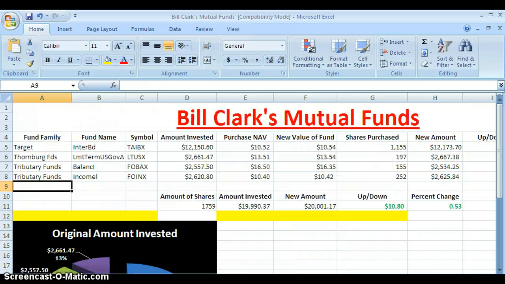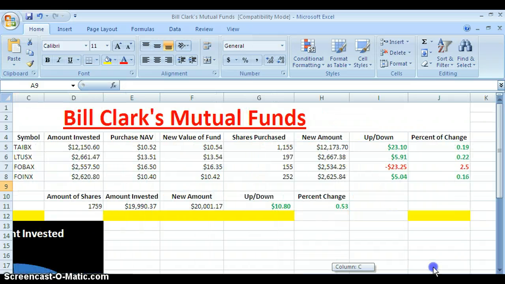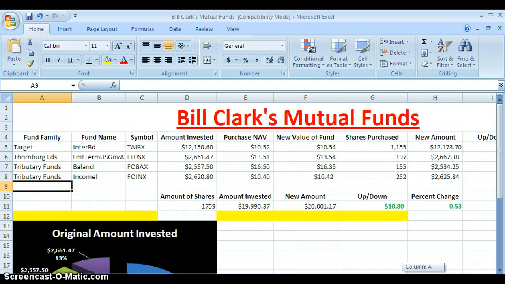The second mutual fund that we had invested in was Thornburg FDS. The fund name is LMT Term US Gov A. The symbol is LTUSX. The purchase NAV was $13.51. The new value of the fund is $13.54. The shares that we had purchased of that fund is 197. The percentage change is 0.22 in the green.